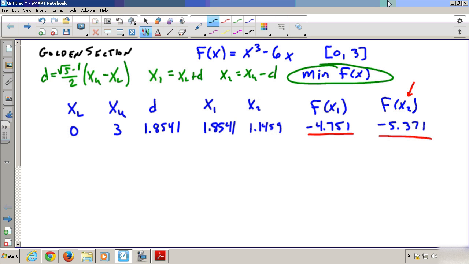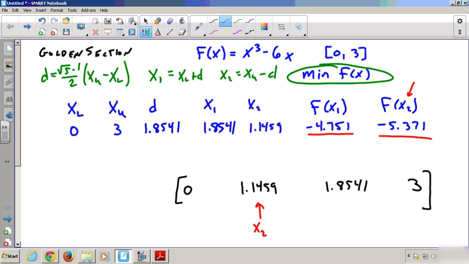Now, before you ask what that means, let me show you the range visually. Here's where we're searching: between 0 and all the way over here, 3, bracketing. I've got x2 over here at 1.1459, and x1 over here at 1.8541. Notice there are 4 different numbers: 0, 1.1459, 1.8541, and 3. Now, x2 is right here. That's the center of the new range.